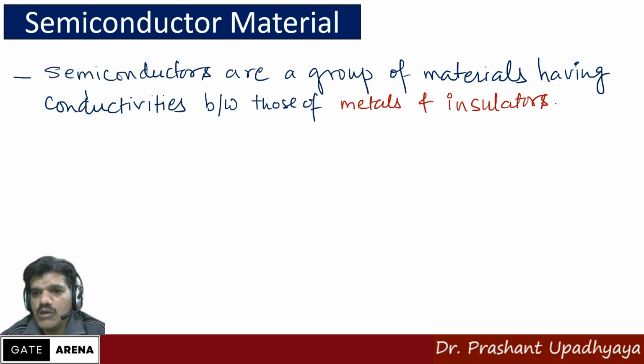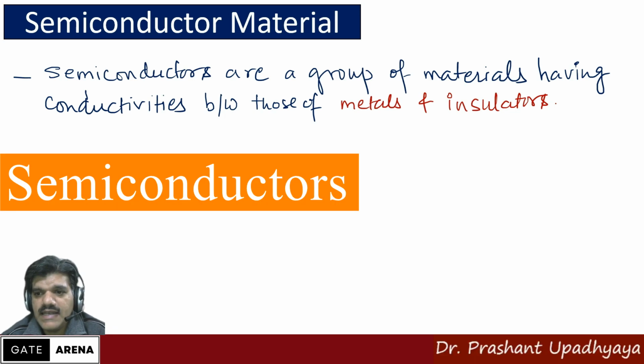However, when we are talking about semiconductor materials, they are those materials which have properties between the conductors and the insulator. So we say that semiconductors are those substances which have an electrical conductivity that lies between the conductor and the insulator.